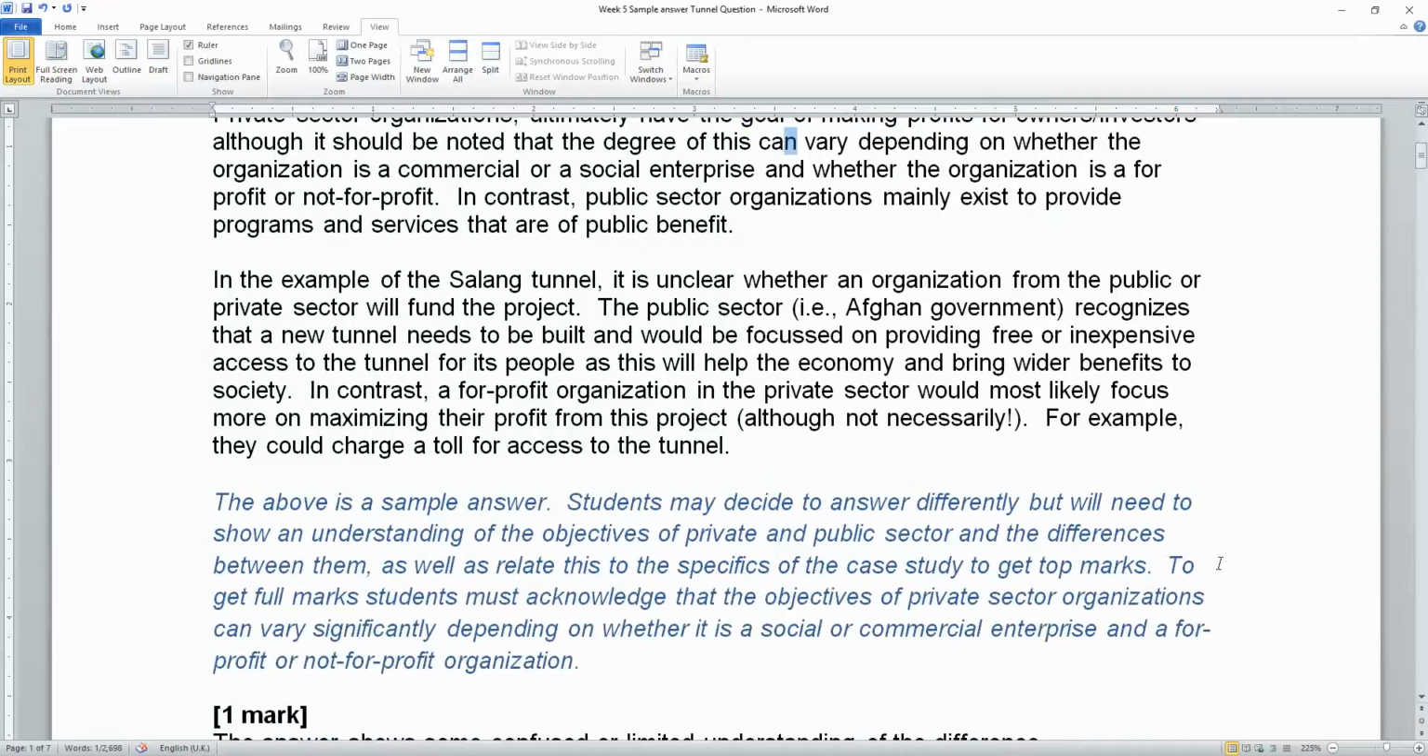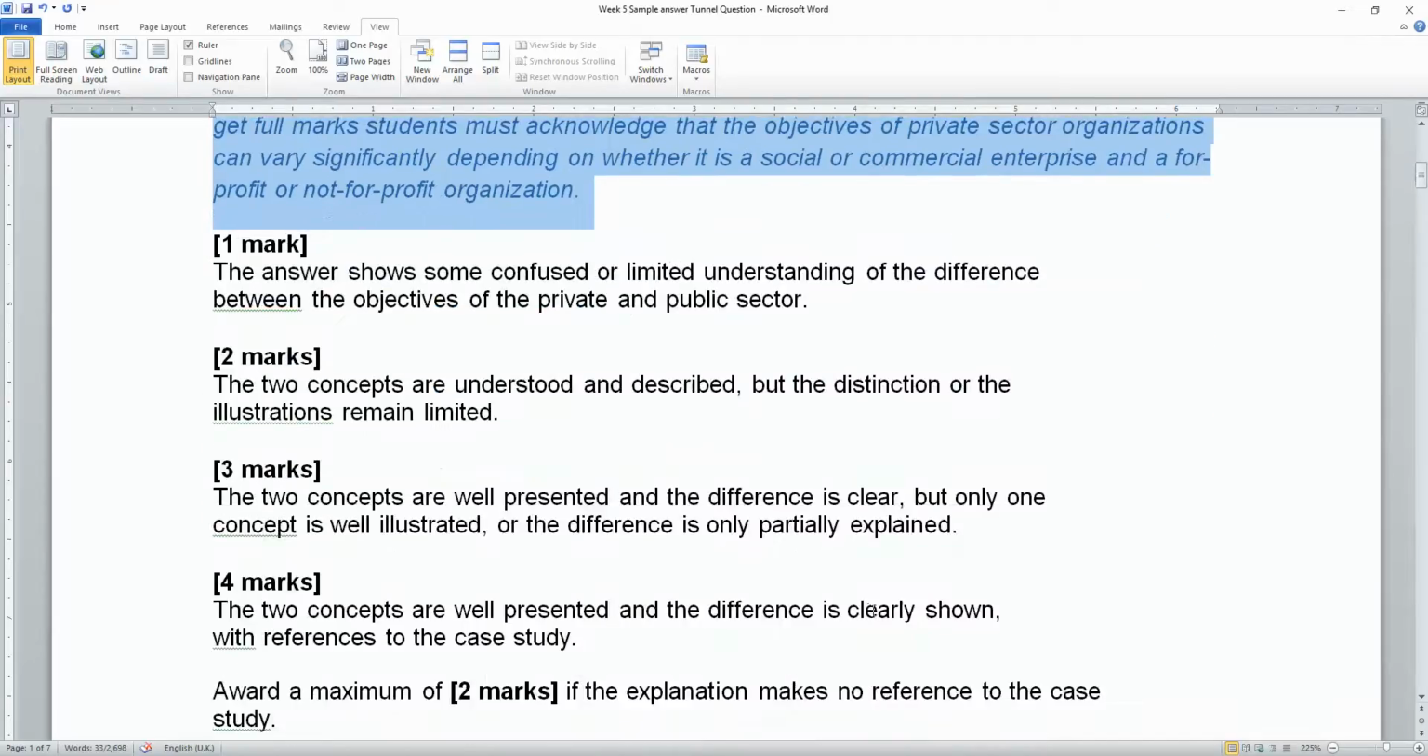As I said, the biggest thing that limited most of your marks is this point here, the fact that you didn't identify that they might have a whole range of objectives. So I'll just linger on the mark scheme here. Again, lots of you were here.